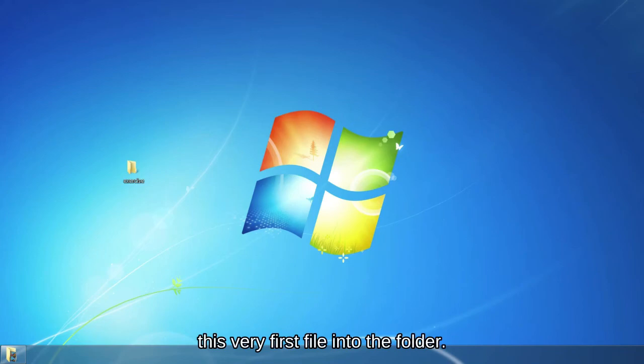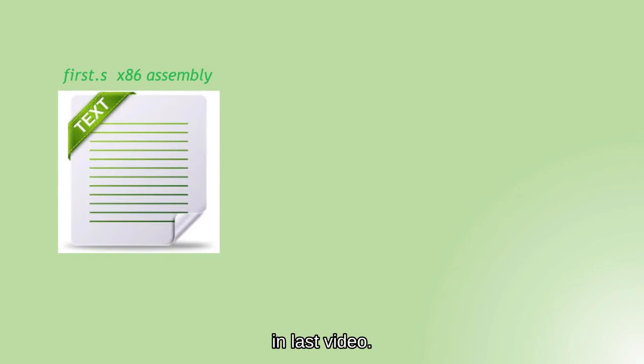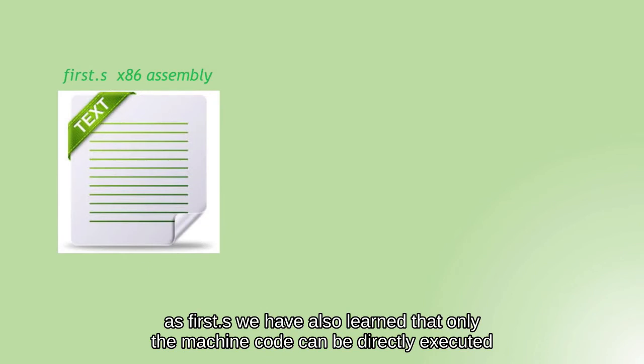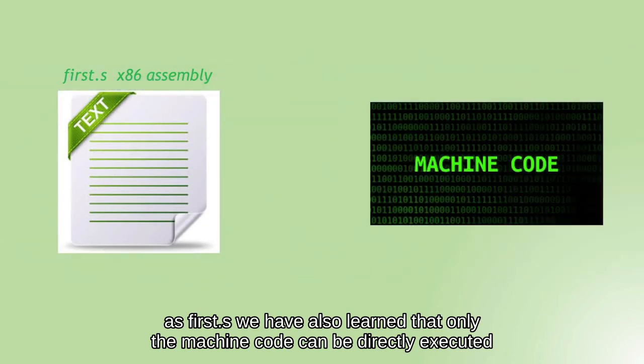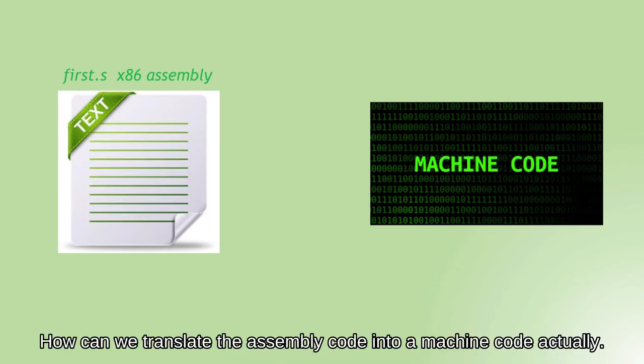file into the folder. Hey guys, in the last video, we have written some assembly code and saved it as first.s. We've also learned that only the machine code can be directly executed by the CPU. Now we've got a question. How can we translate the assembly code into machine code?